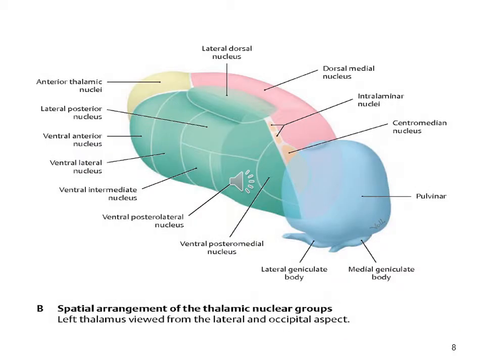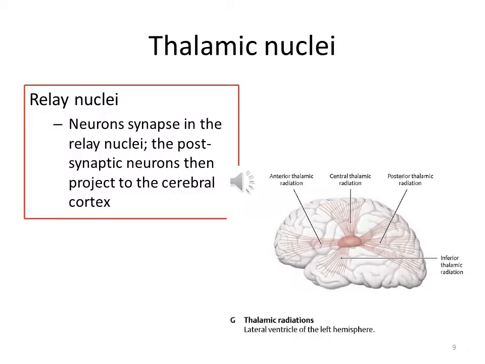This slide shows all of the various nuclei of the thalamus. It kind of looks like a bee. You can organize the nuclei within the thalamus into groups, and the most important group for our class are the relay nuclei. These are nuclei where there are synapses that then send postsynaptic neurons all across the cerebral cortex.